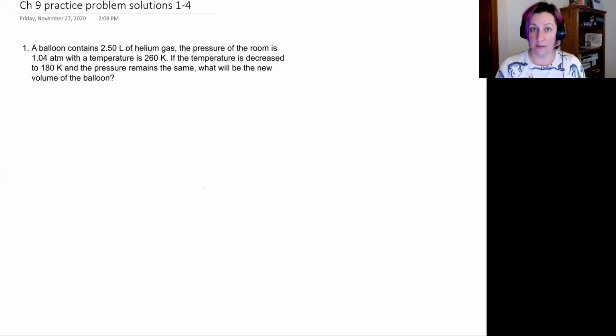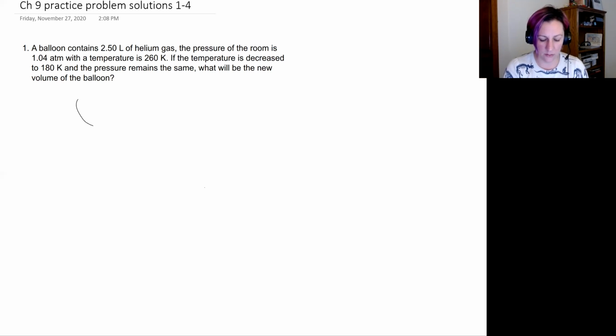So our first problem is about a balloon, and it contains 2.5 liters of helium gas. The pressure of the room is 1.04 atmospheres with a temperature of 260 Kelvin. Now, if the temperature is decreased to 180 Kelvin and the pressure remains the same, what will be the new volume of the balloon? I like drawing pictures for these ones. Note that it's comparative, and that's important when we think about what kind of equation we're going to use.